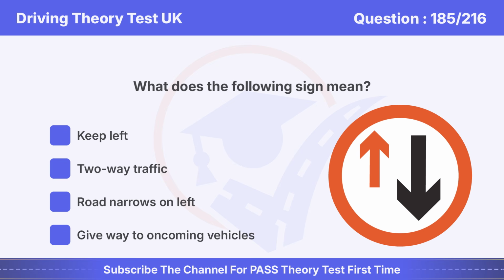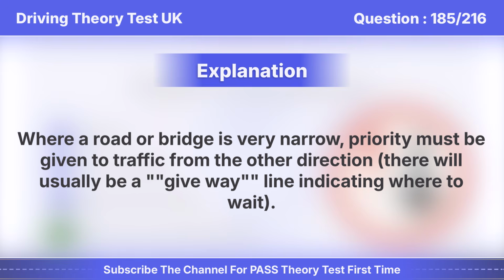Question 185. What does the following sign mean? Answer is D. Give way to oncoming vehicles. Where a road or bridge is very narrow, priority must be given to traffic from the other direction. There will usually be a give way line indicating where to wait.